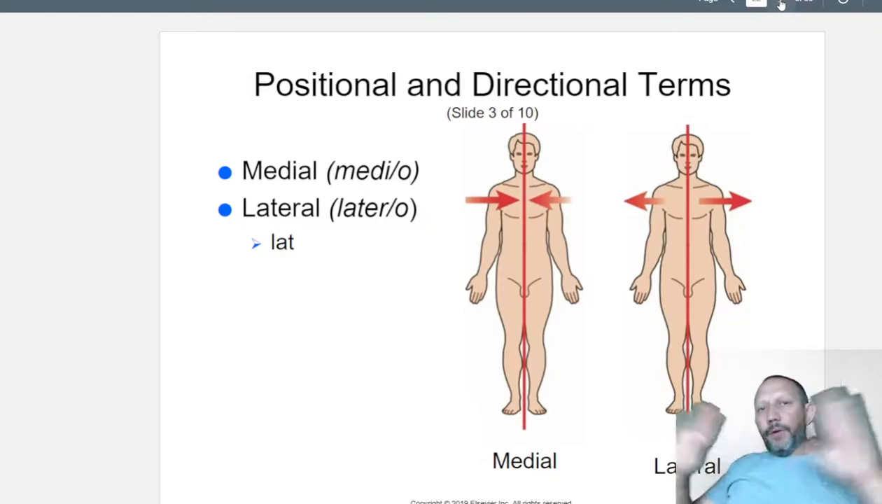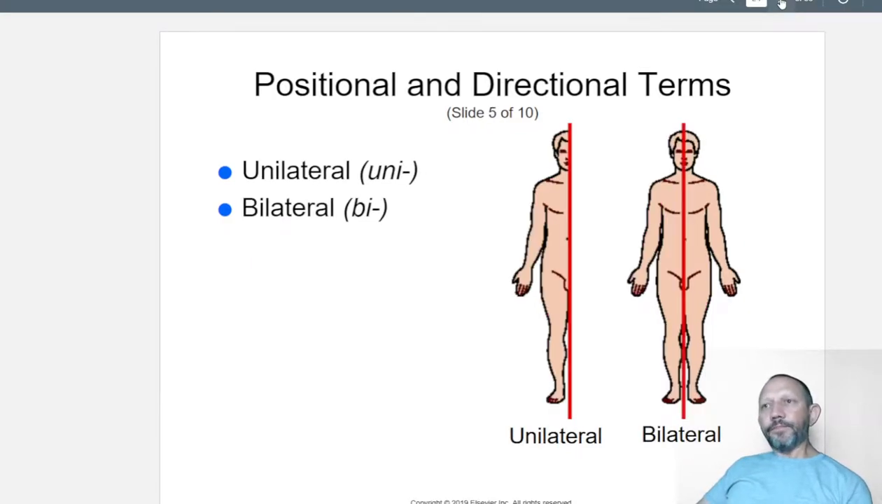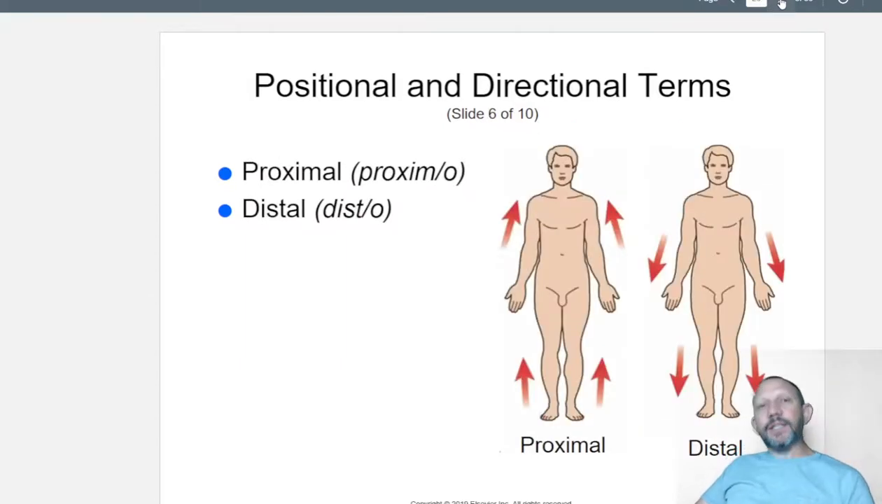Medial towards the middle, lateral towards the outside. You're going to see that one a lot. Ipsi means same, so ipsilateral is on the same side. Your right hand is ipsilateral to your right foot, hopefully. Contralateral is the opposite side. Positional direction: unilateral, one side; bilateral, both sides. It's pretty easy, but it takes practice, so play with it, right? What's ipsilateral? One side. What's contralateral? The opposite side. Contrasting to, right?